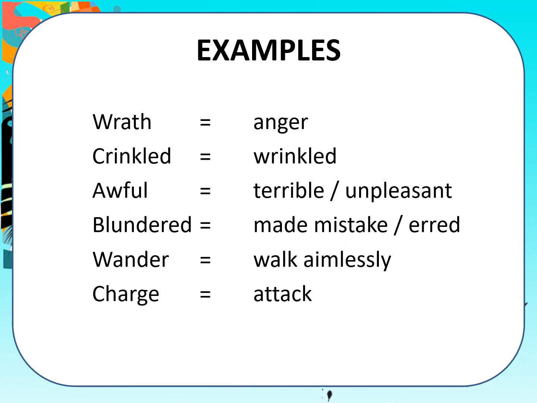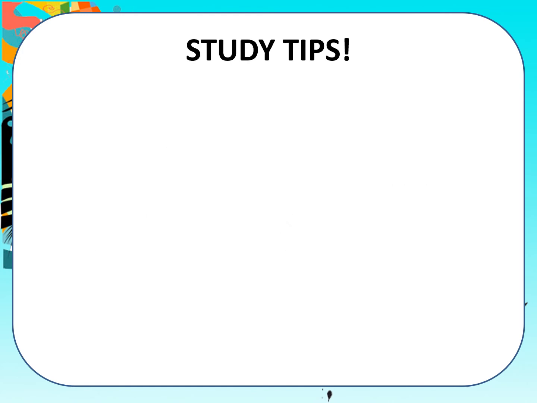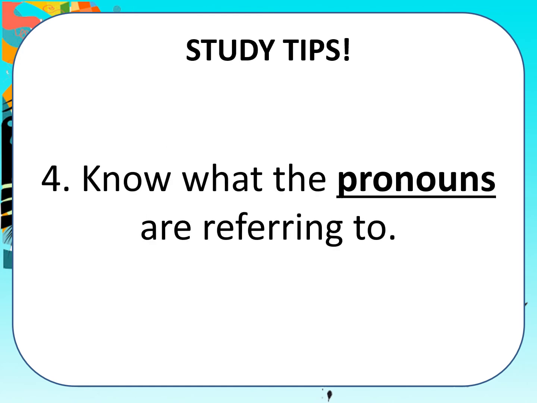Okay, are you ready for the next one? For the next tip, tip number 4. Tip number 4 is, you need to know what the pronouns in the poem are referring to. In some poems, there are so many pronouns. Some poems don't even have, right?